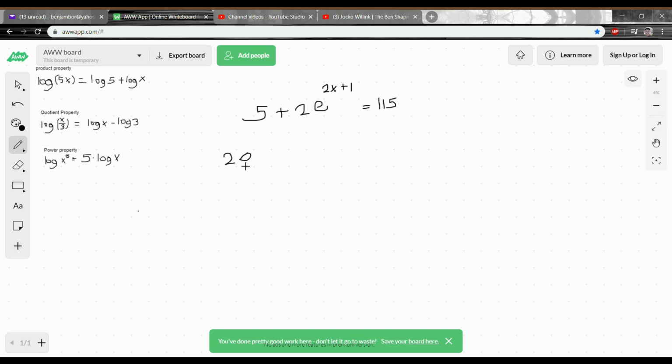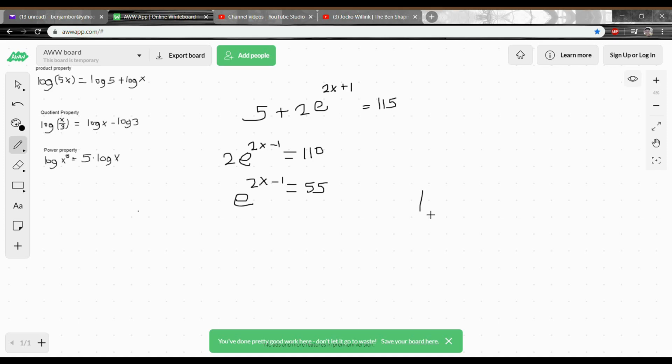We're going to have 2e to the 2x minus 1 is equal to 110 because we've subtracted 5 from both sides. Now we're going to divide both sides of the equation by 2. That's going to leave us with e to the 2x minus 1 is equal to 55. And now that we are at this stage in the equation, we can take the natural logarithm of both sides. We're going to use the natural logarithm because e is involved.